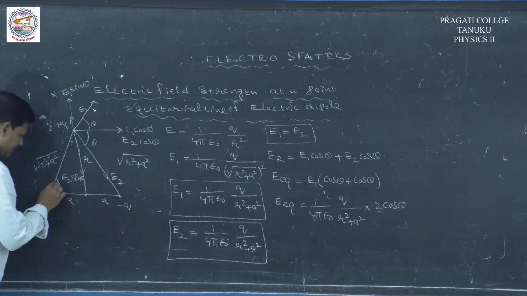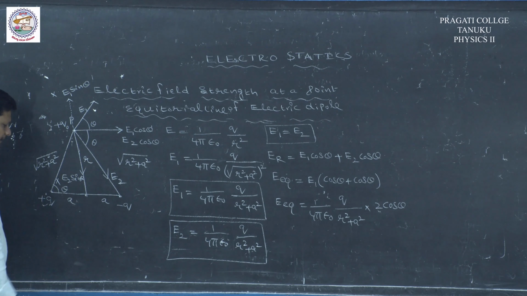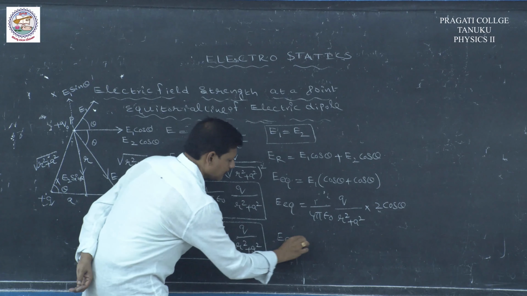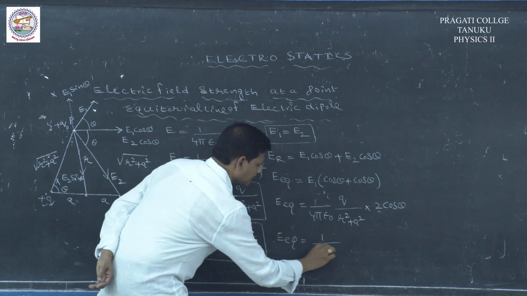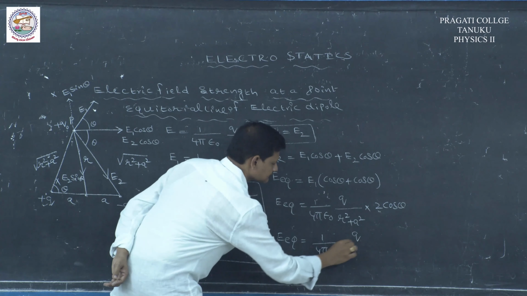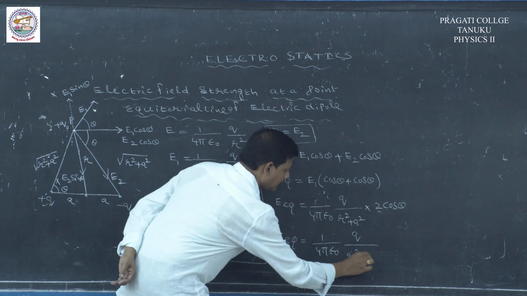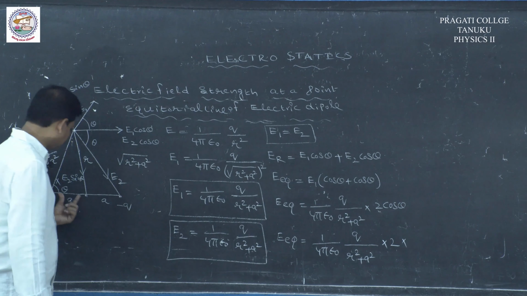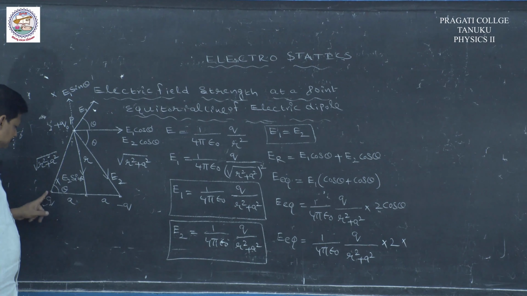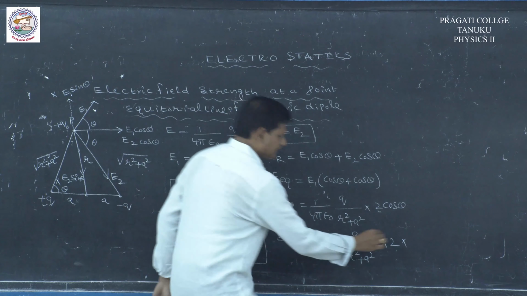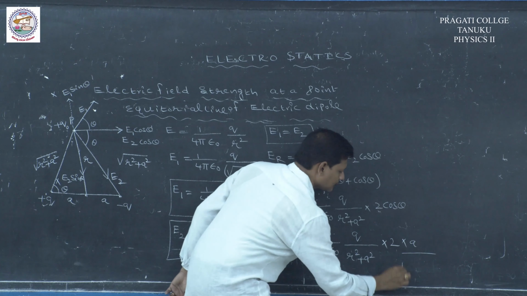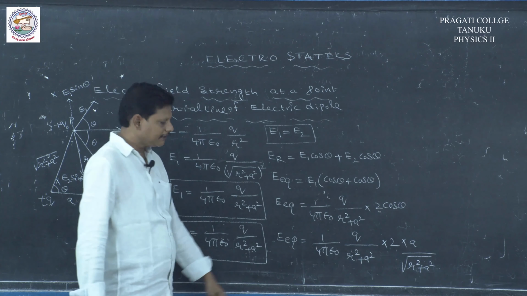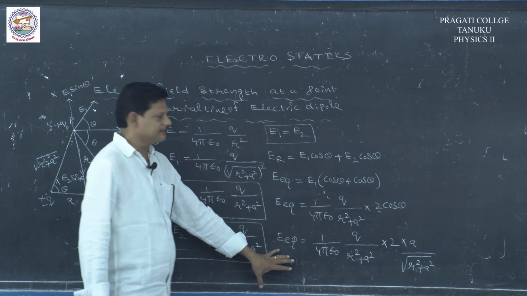So, here theta from the diagram, E equatorial is equal to 1 by 4 pi epsilon naught, q by r square plus a square, into 2 into cos theta. From the right angle triangle, cos theta is a by root over r square plus a square.